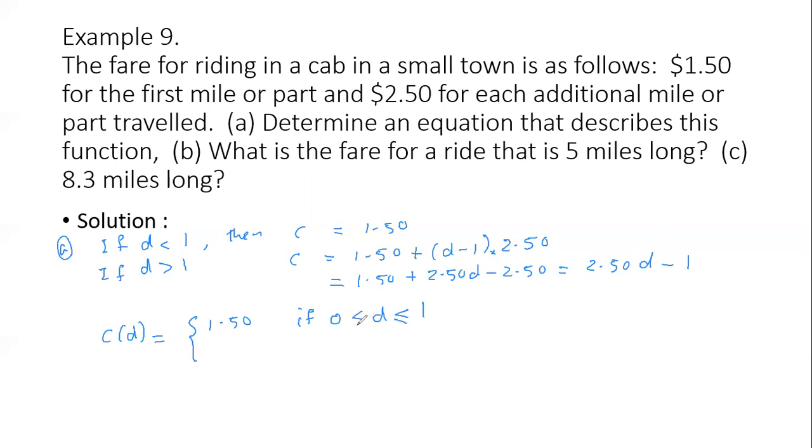We do not write equal to 0 because if we go 0 miles, he doesn't have to pay anything. Now he has to pay 2.50(d minus 1), this amount, 2.50(d minus 1), if d is greater than 1.